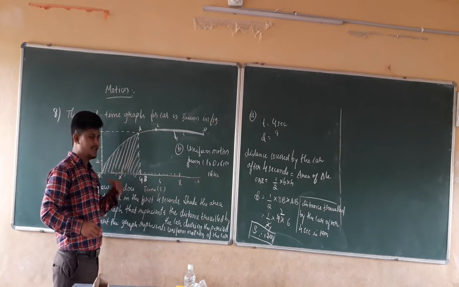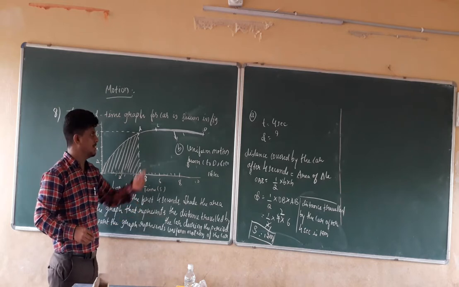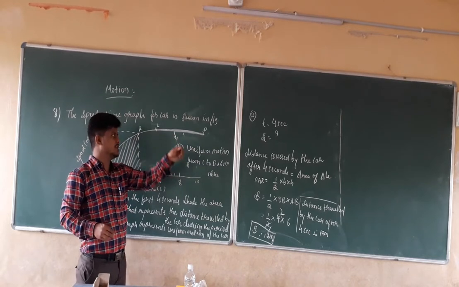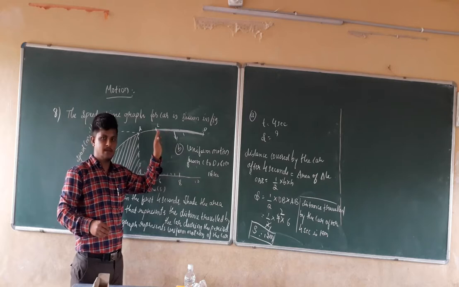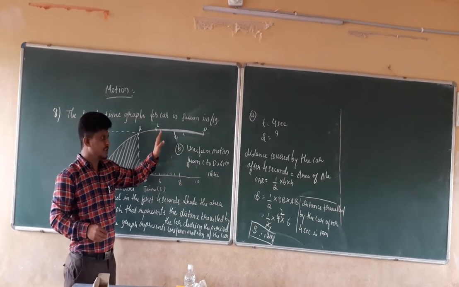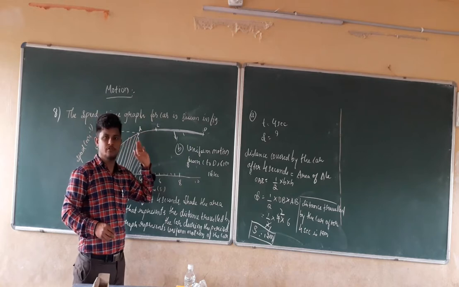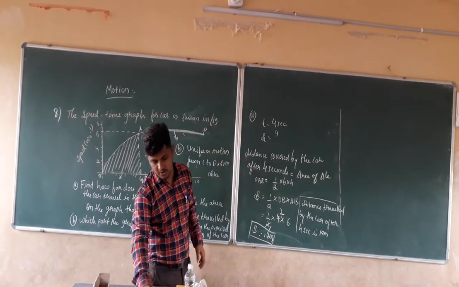In the third case, for the answer to the B question, again redraw the graph and mention this part as uniform motion. Why is this part uniform motion? This line is parallel to the x-axis, so here the speed will remain constant. If the speed is constant, then the motion is uniform motion. Right? This is the answer for the 8th question.